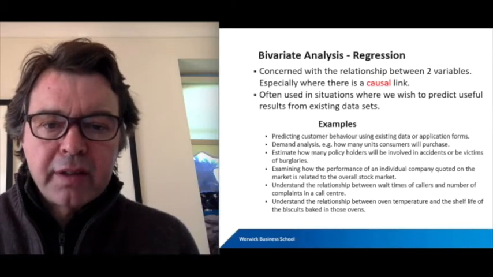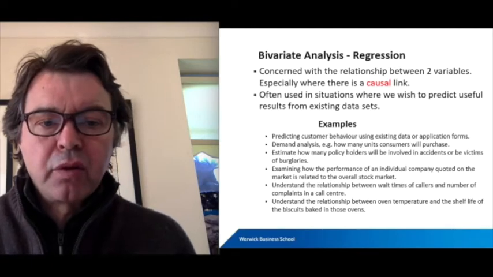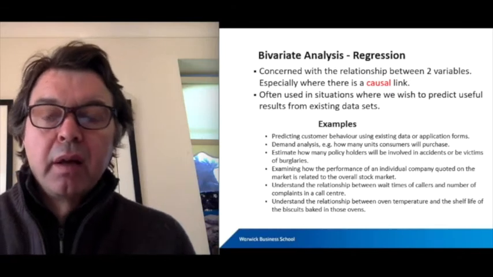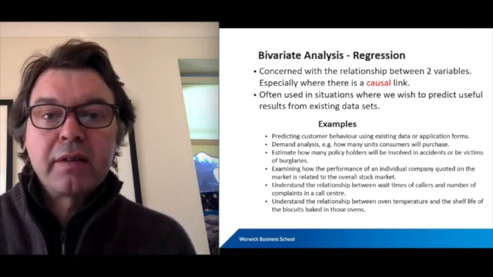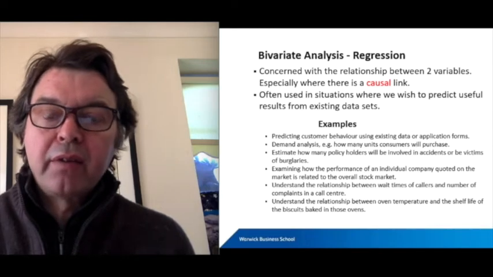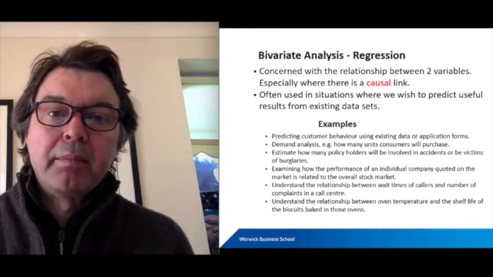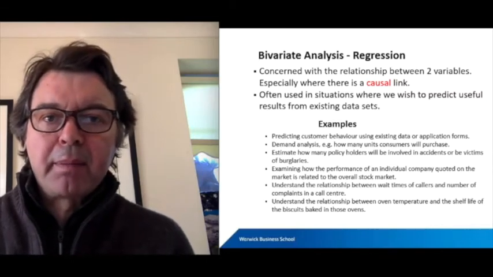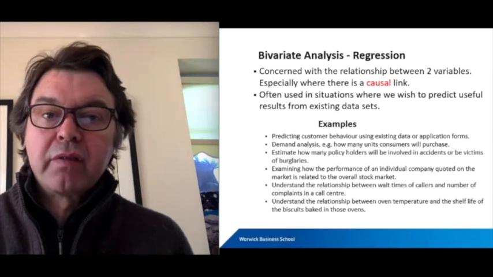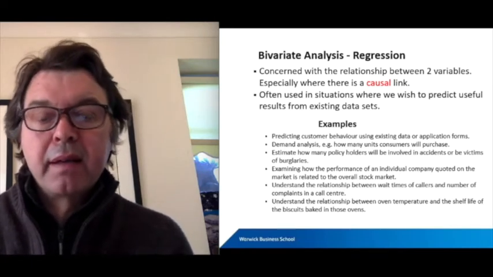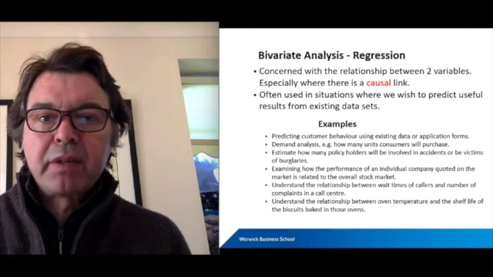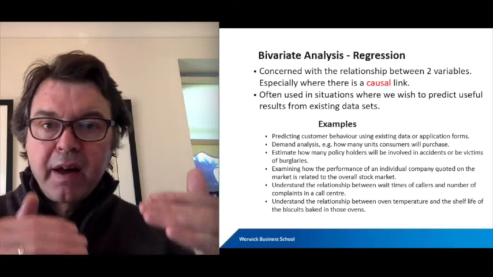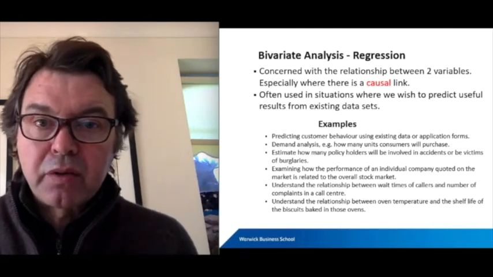Understand the relationship between wait times of callers and numbers of complaints in a call centre. Lots and lots of companies have call centres. They're constantly trying to determine how many members of staff they should have in the call centre, and they know that if they have fewer members of staff, then the service will be poorer and they'll get more complaints. So they can start to map the relationship between numbers of people in the call centres and complaints, and they can try and find what's a nice balance between those two things.